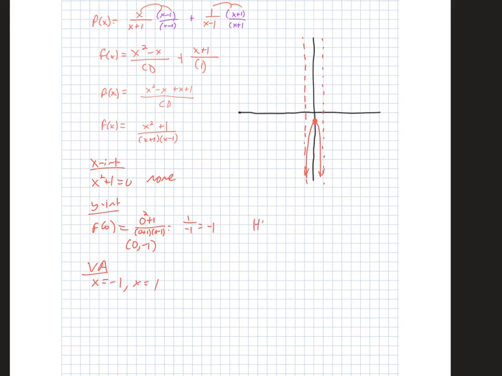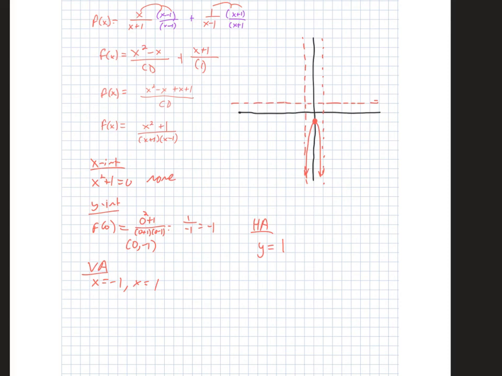My horizontal asymptote, notice this is degree 2 on the top, degree 2 on the bottom if I was to multiply it out. This would be x squared over x squared. The degrees match, so it's the leading coefficients of 1 over 1. So y equals 1 is my horizontal asymptote. I'm starting to see why there's no x-intercepts here, because the right and left are going to be those swooping curves to the right and left.